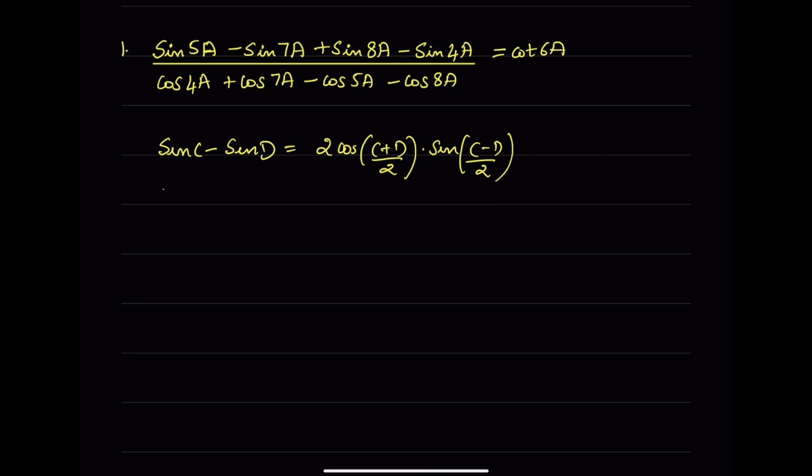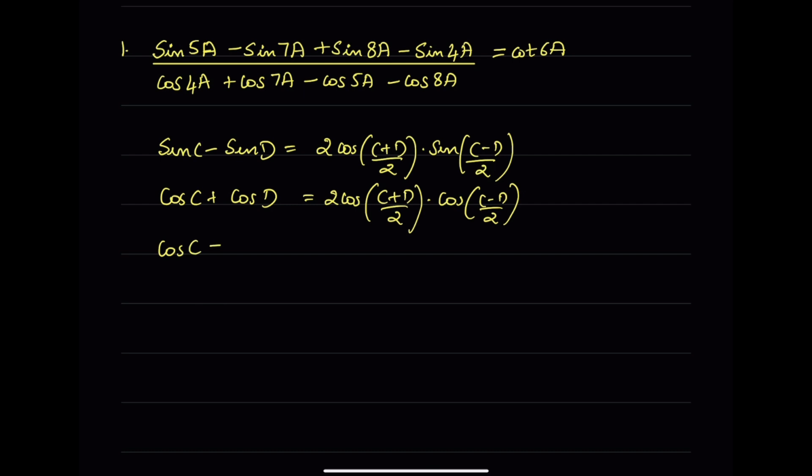We are also going to apply the formula of cos C plus cos D. Just to keep it consistent, let us consider it as cos C plus cos D. It does not matter, it can be cos A plus cos B also. So this will be 2 cos of C plus D by 2 and cos of C minus D by 2. And the other one we are going to apply is cos C minus cos D, which is 2 sine C plus D by 2 and sine of D minus C by 2. So let's use these 3 formulas and apply them on the question.